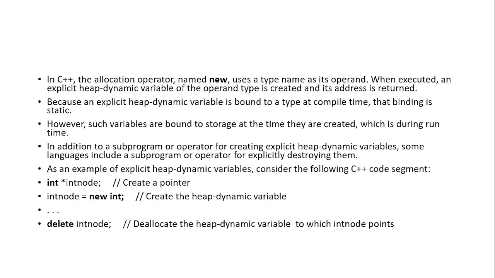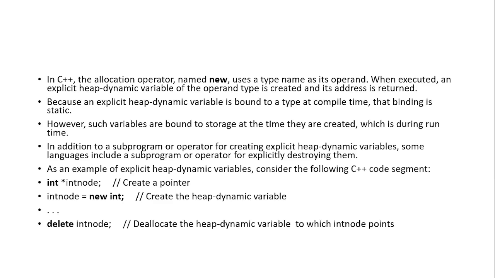Maybe you are familiar with the operator new in C++. That is an allocation operator. These heap dynamic variables can be created by an operator. New is an operator that uses a type name as its operand. When executed, an explicit heap dynamic variable of the operand type is created and its address is returned.